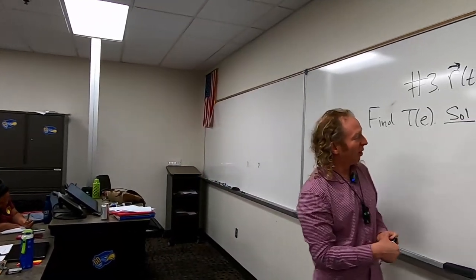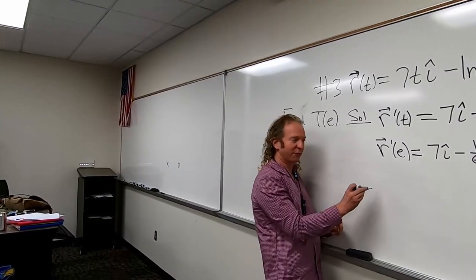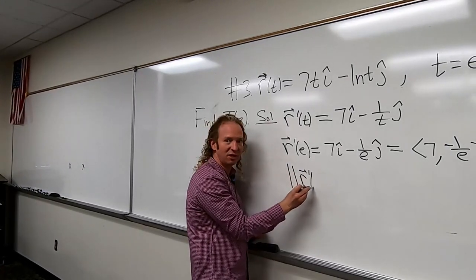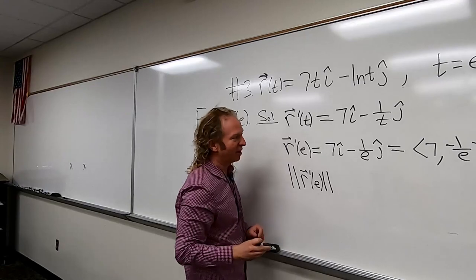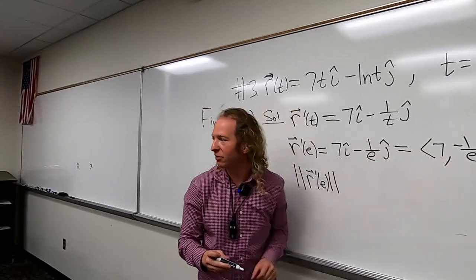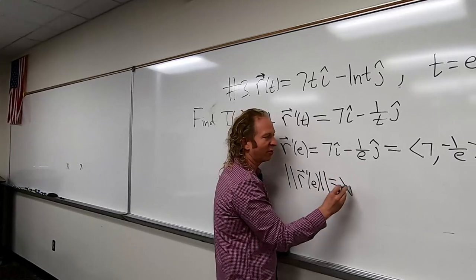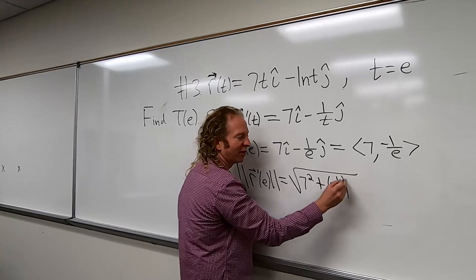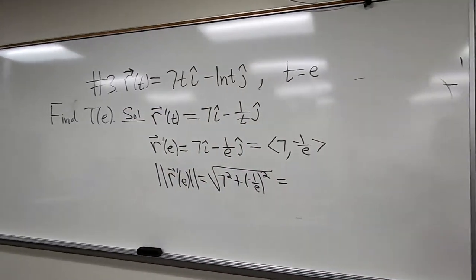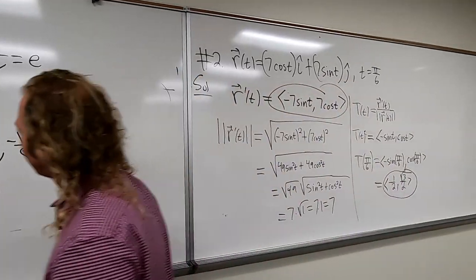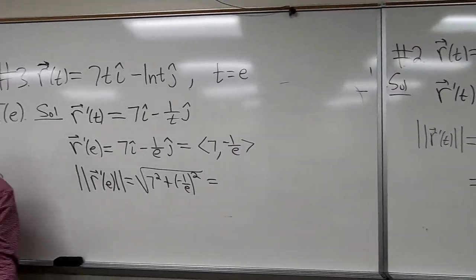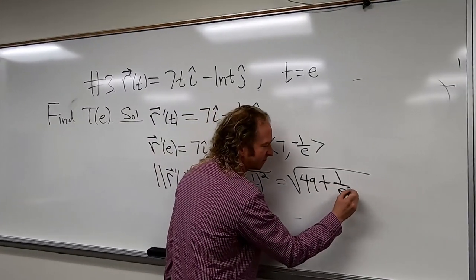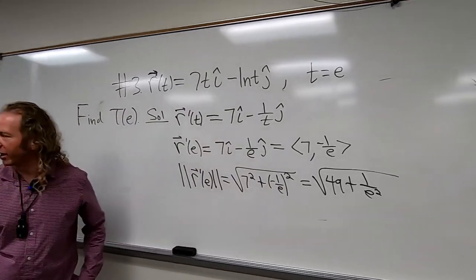Okay, so now we can take the magnitude of this. So the magnitude of R prime of E. We're just going to square this and square this, and then take the square root. So it'd be the square root of 7 squared plus (-1/E) squared. Seven squared is 49, plus 1/E². That looks really ridiculous, right?